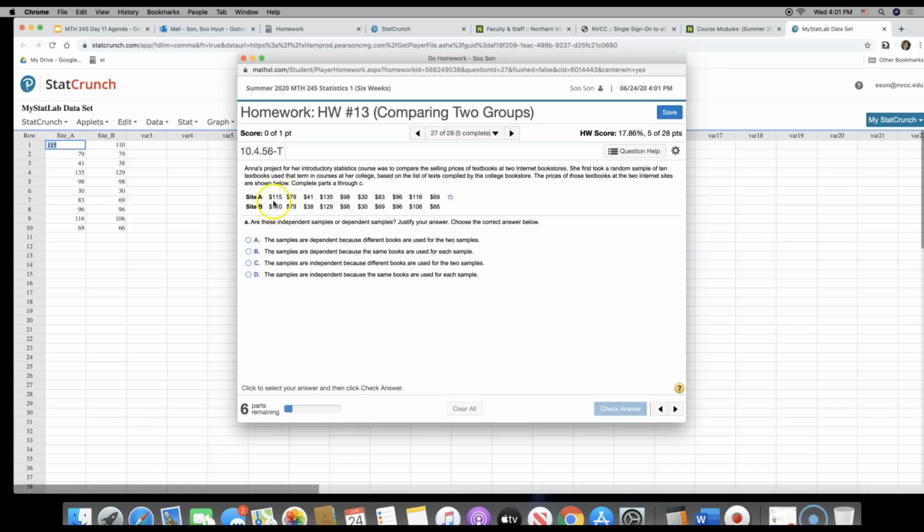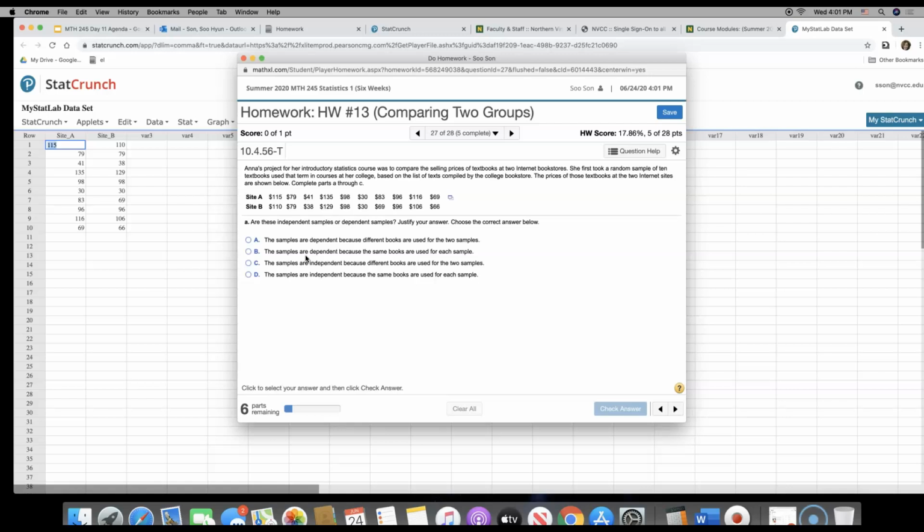Okay? But now these two prices are coming out of the same textbook, right? Someone's just selling it cheaper. So it doesn't make sense for me to compare the $41 textbook to a $96 textbook because they're two different textbooks. They're going to be different in prices, right? But it makes sense. I mean, what we are doing is we're taking two measures for the same textbook. So these are going to be considered dependent samples. Why? Because we're looking at the same textbook's price on one website and the same textbook's price on another website.